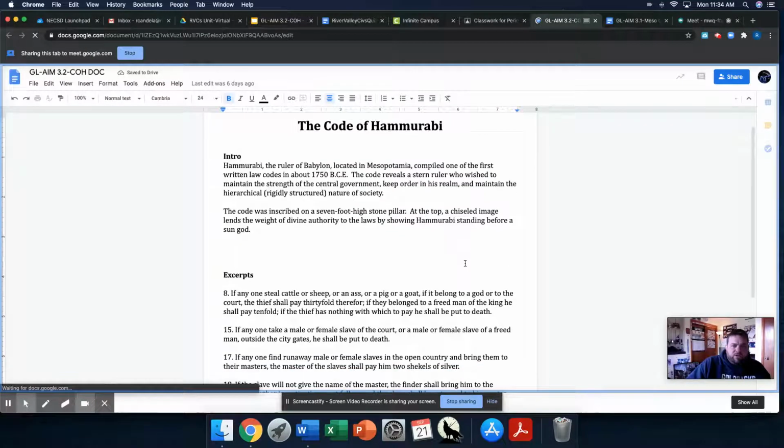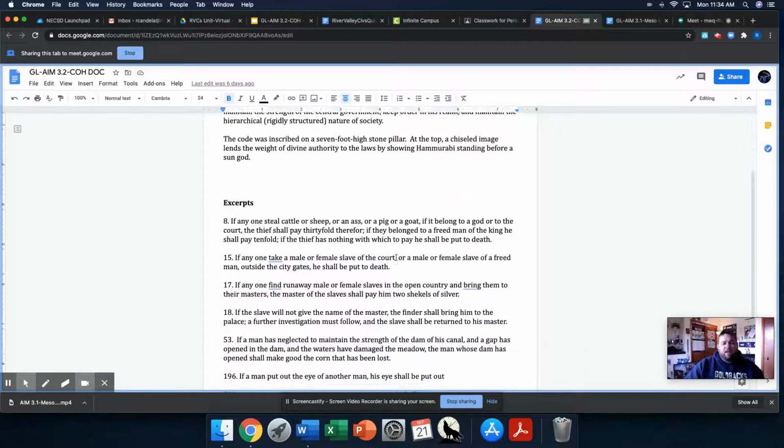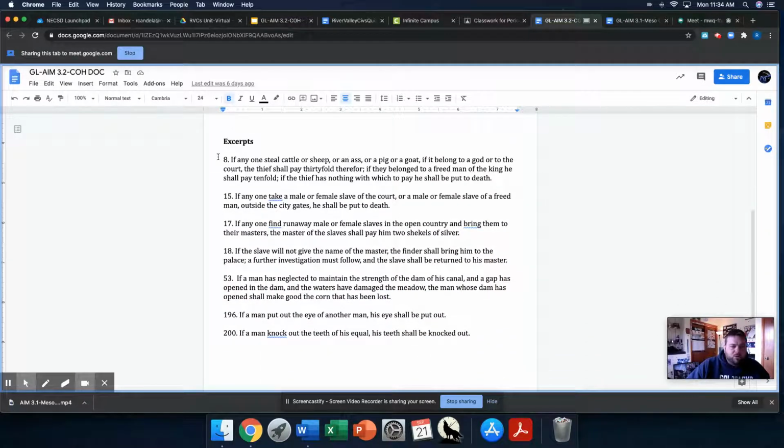The resource here is just a one-page document. It's got the introduction where it just introduces the Code of Hammurabi, and then down here there's some actual excerpts or examples of some of the laws that were included in the Code of Hammurabi. So we said it was well over 250 laws. Here is a selection of 7 or 8 of them.